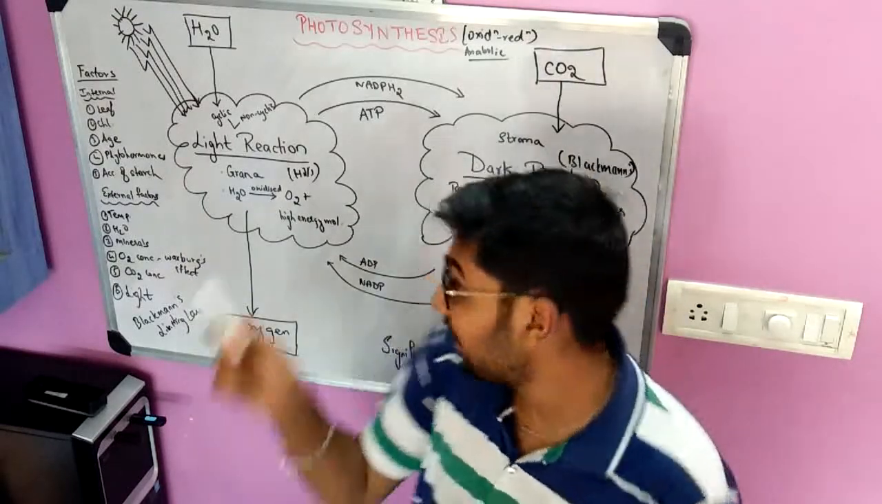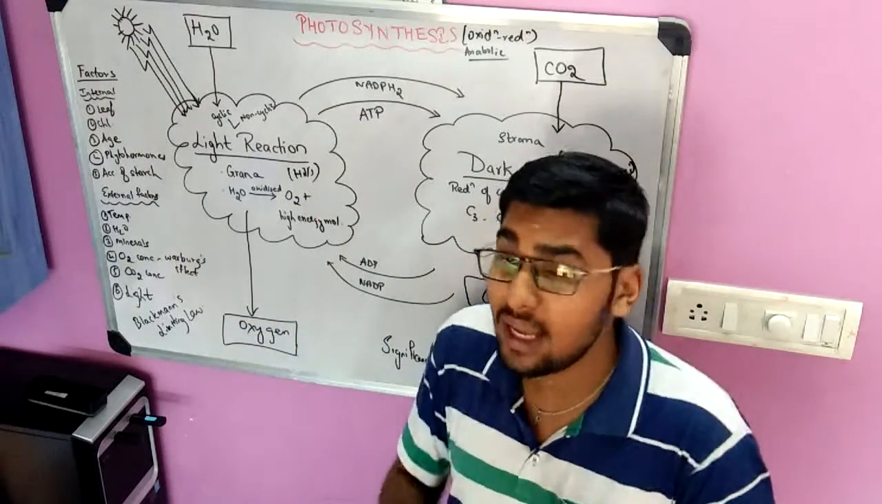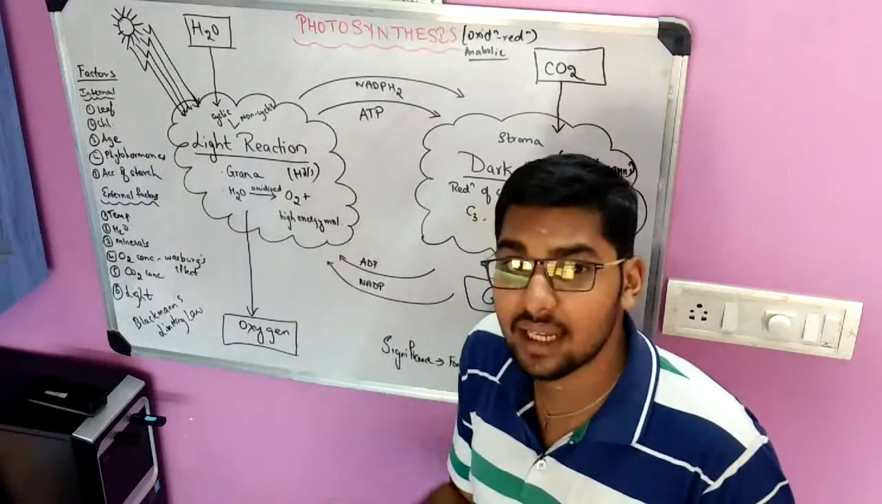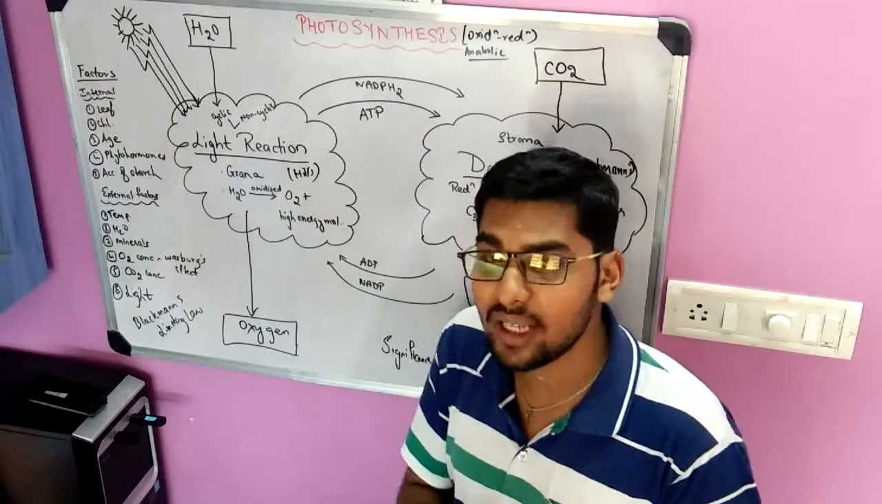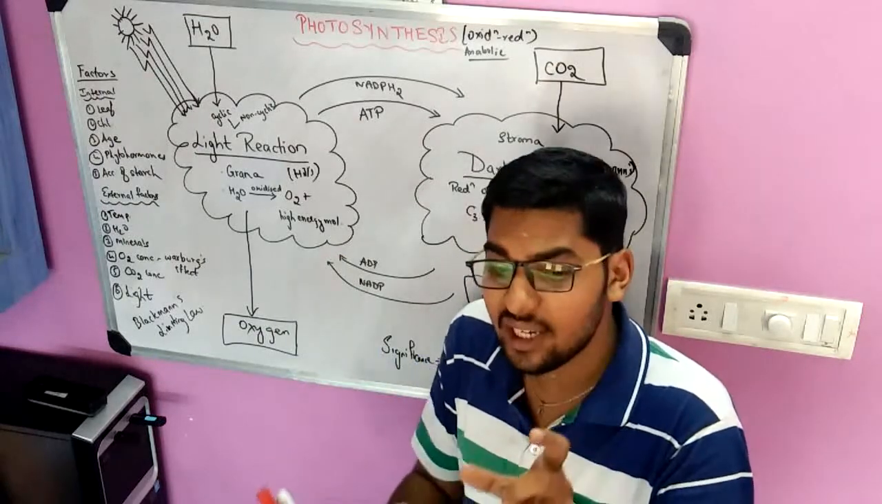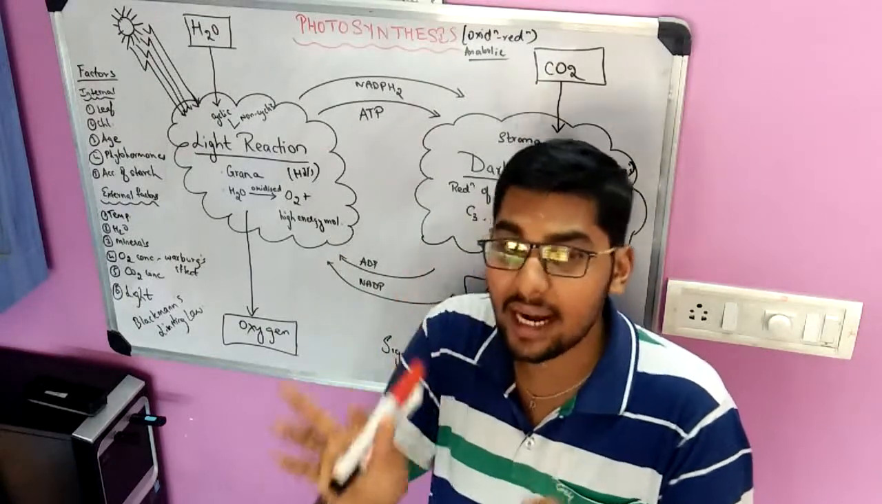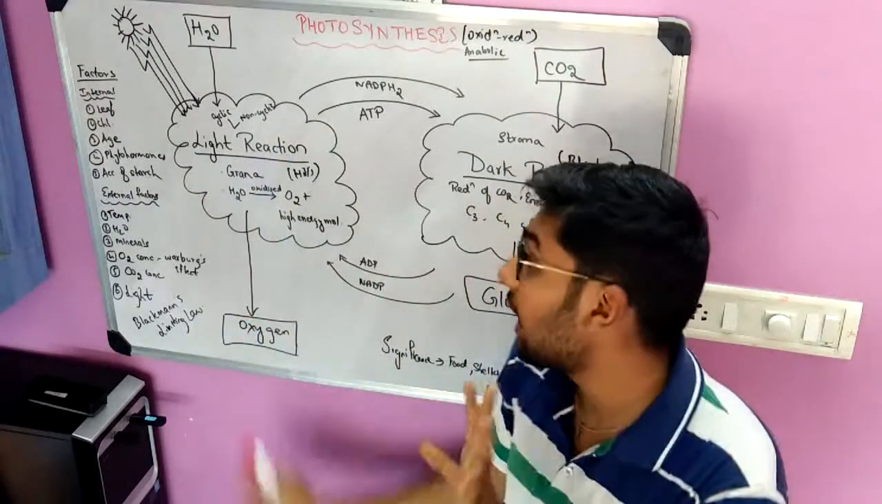Whereas the dark reaction occurs in the stroma. How to remember that the light reaction occurs in grana? Just by the code LG. We know LG products, right? Life's Good products. So remember the code LG: L for light reaction, G for grana. So they occur in the grana.